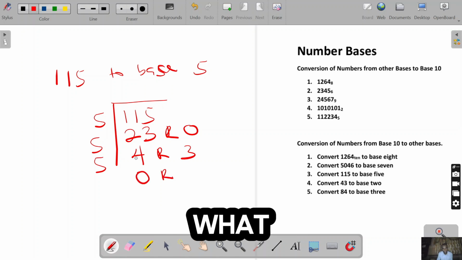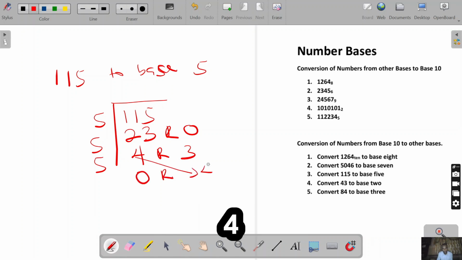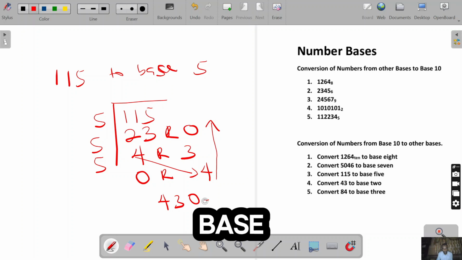Remainder what? This same number, 4. So once you get to 0 like this, you read the answer from down up. The answer becomes 430 base 5. So at this junction, we call it a day.